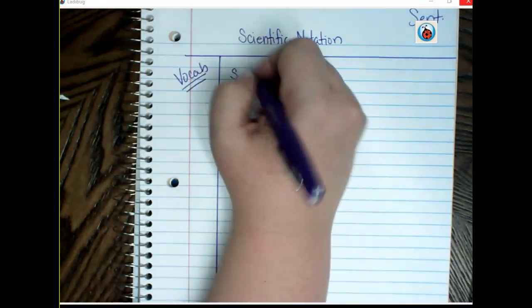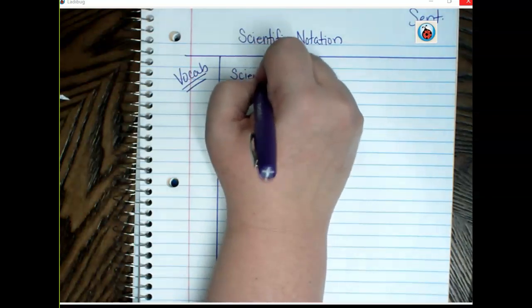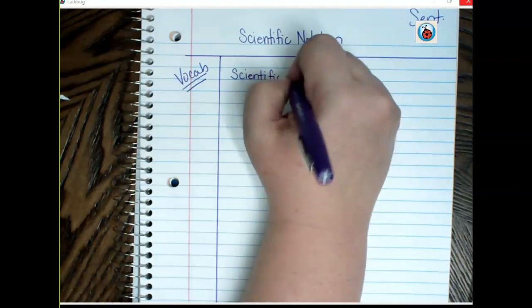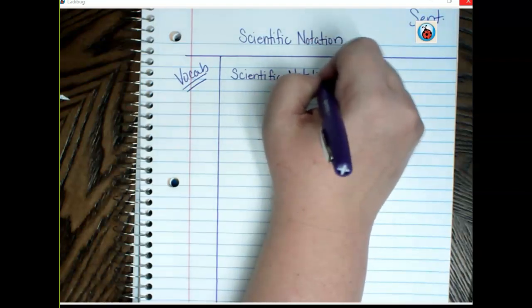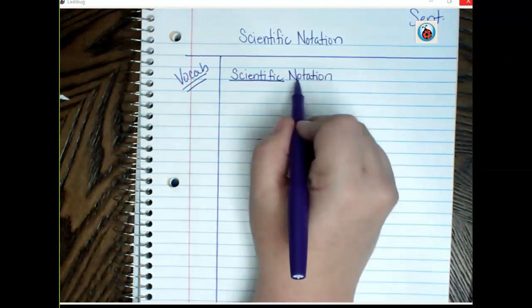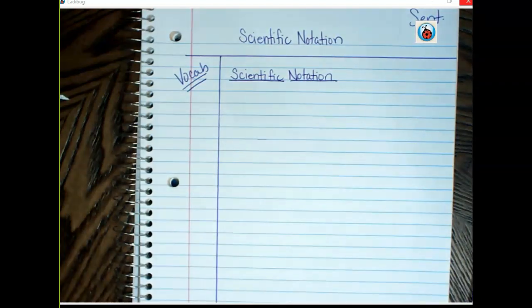Our first and only vocabulary term today is scientific notation. In order to talk about scientific notation, you have to think about something we call standard notation. Standard notation is just the way we normally write numbers. We write 1,000 as 1000. That's 1,000. 1,256,000. The way we write it, that is standard notation. The way we normally write numbers.